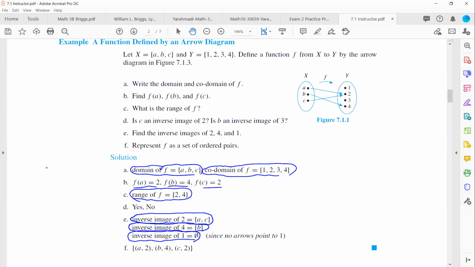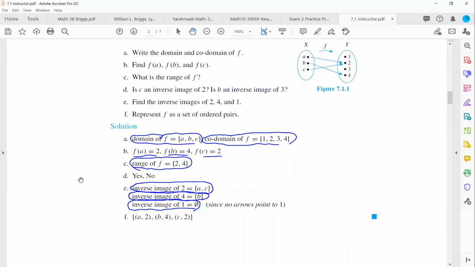F says represent function f as a set of ordered pairs. We know that any function is a collection of points in the xy plane with those conditions, so we can represent the function using the collection of ordered pairs: A2, B4, C2. This is your function. It passes the vertical line test. It doesn't pass the horizontal line test. So it's not a one-to-one function.